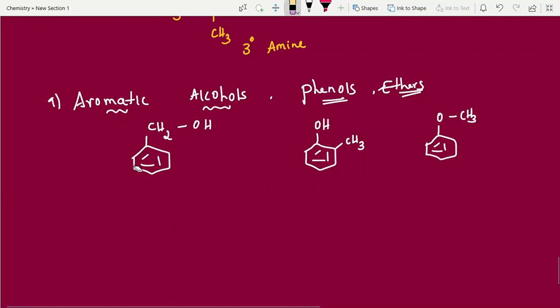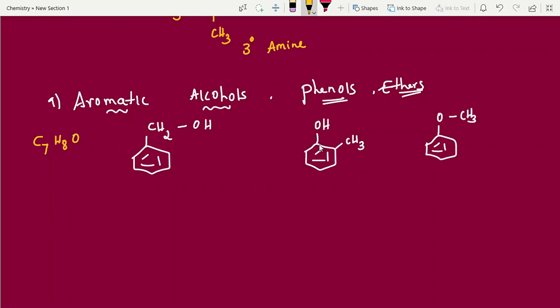How many carbons? This ring 6 carbons, but outside 1 carbon is there. Totally 7 carbons, right? How many hydrogens? Actually 6 hydrogens, but here instead of 1 hydrogen this group is there, no? Here 5, 2, 7, 7 plus 1, 8, and 1 oxygen.